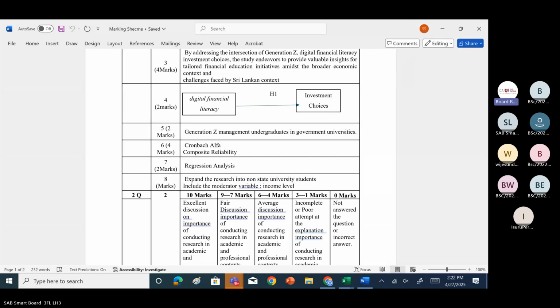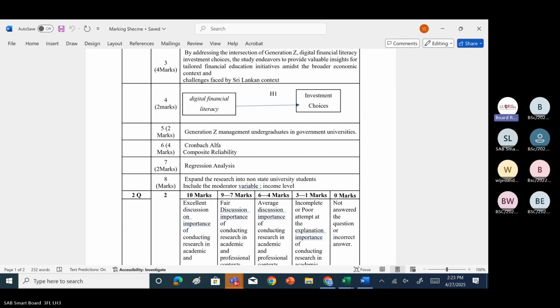So since they are focusing on the government universities, you can suggest the researcher expand this research to the non-state universities as well, or the non-government private universities as well. So you need to identify, if we ask about suggestions, how you can make suggestions by changing the population. That's the one.